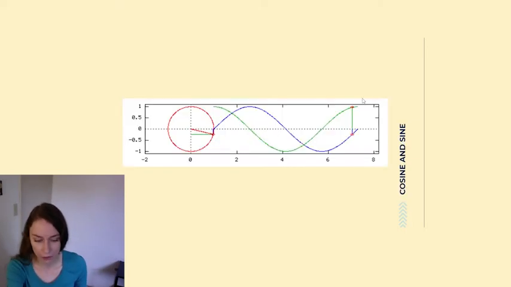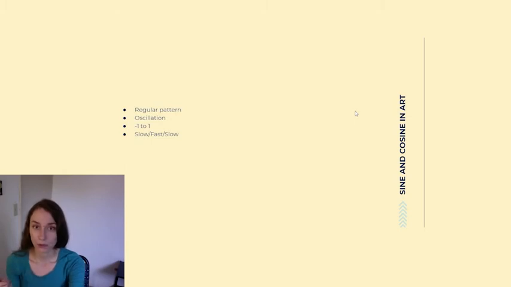And then this is a review here. We have a regular pattern that oscillates between 1 and -1. The idea is also that we're moving slow and then fast and then slow. So if you look at the slope of this function here, you see it will get a little bit faster and then it kind of evens out, and then it gets a little bit faster and then it kind of evens out. So the question for you is, what are some types of motion that are oscillatory and move from slow to fast to slow in a regular pattern?